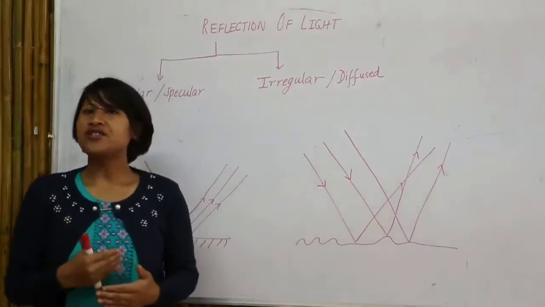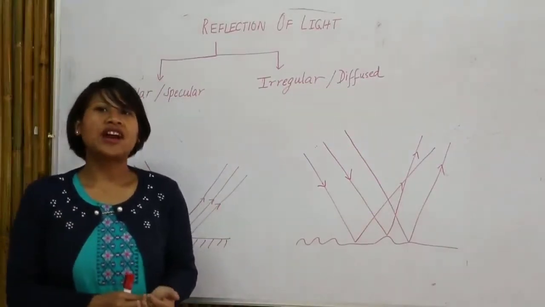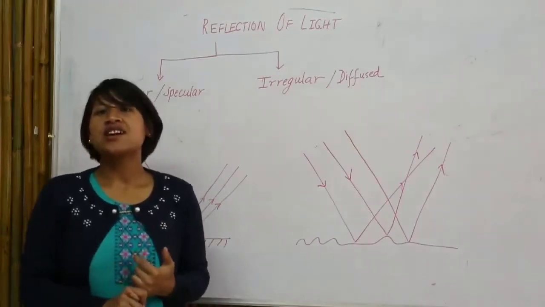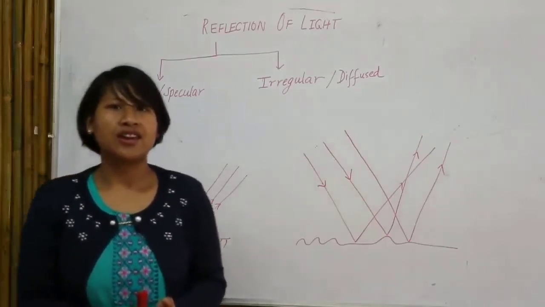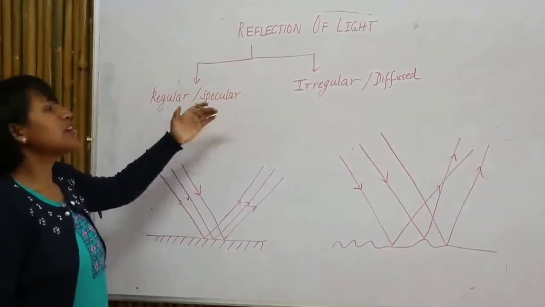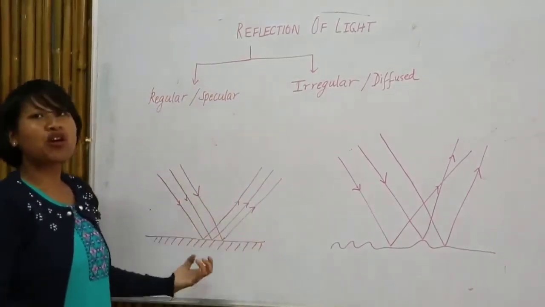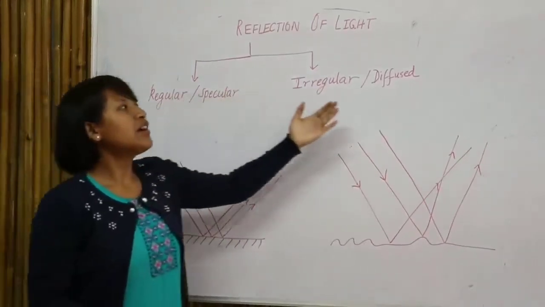Remember that the laws of reflection hold for any kind of surface. Be it a smooth or rough surface, it will always obey the laws of reflection of light. Now there are two types of reflection of light, based on the surface of the opaque object on which it strikes. We have the regular and the irregular.